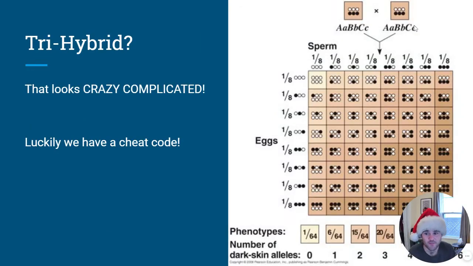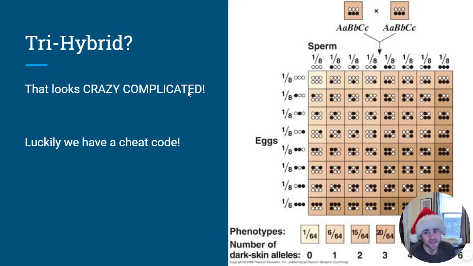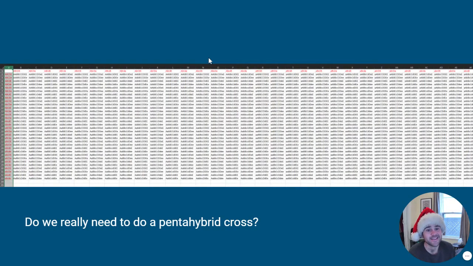Because what if we did a trihybrid? You do not want to fill out a grid this large. It's going to take you all day. So use that cheat code. Instead, do probability of A times probability of B times probability of C. Figure out your answer. Same thing here. You don't want to mess around with a pentahybrid cross. So do your shortcut.